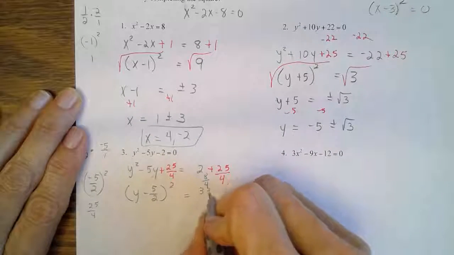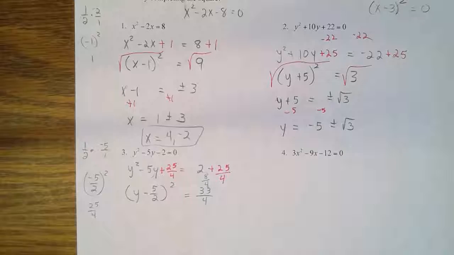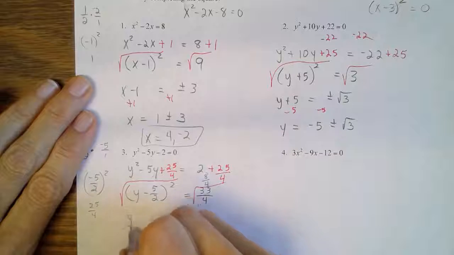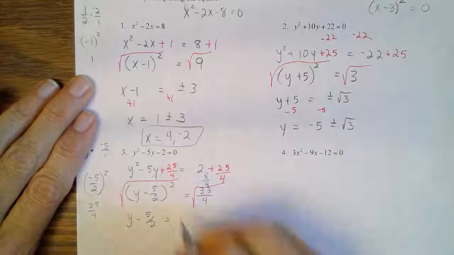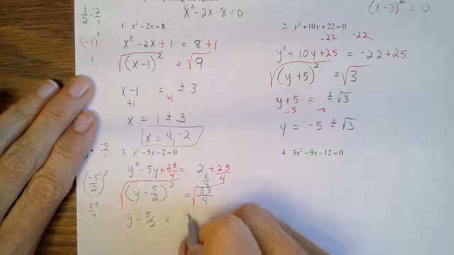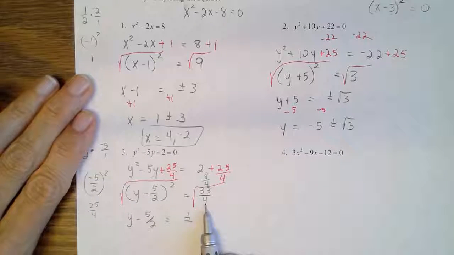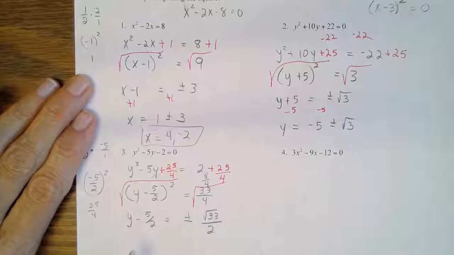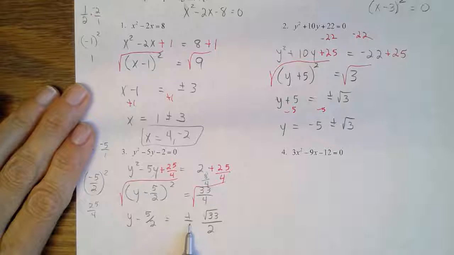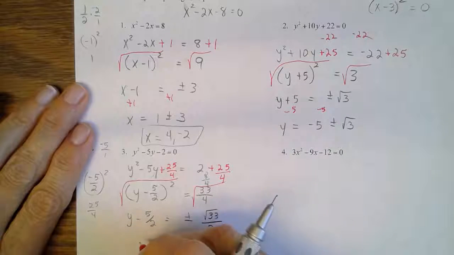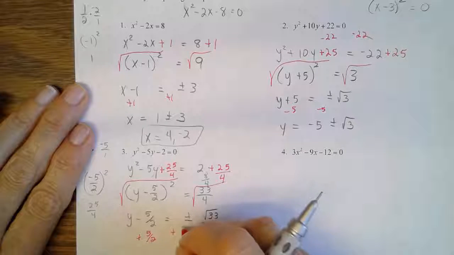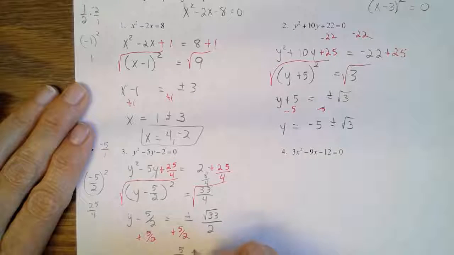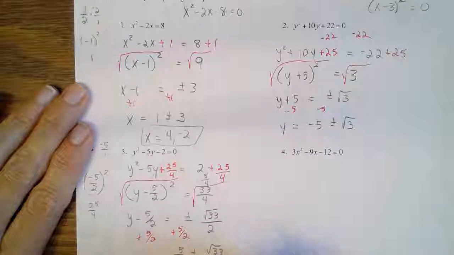Now that I've done that, I am ready to take the square root of both sides. So we get y minus 5 halves equals, don't forget your plus or minus sign, plus or minus, and by the way, the square root of 4 is 2, so I could rewrite this as the square root of 33 over 2. Now I'm going to add my 5/2. Remember, it goes in front of the plus or minus symbol, so I'm going to add 5/2 to both sides, and I'm going to have my final answer. Y equals 5/2 plus or minus the square root of 33 over 2. And I've got my answer. So this is completing the square.